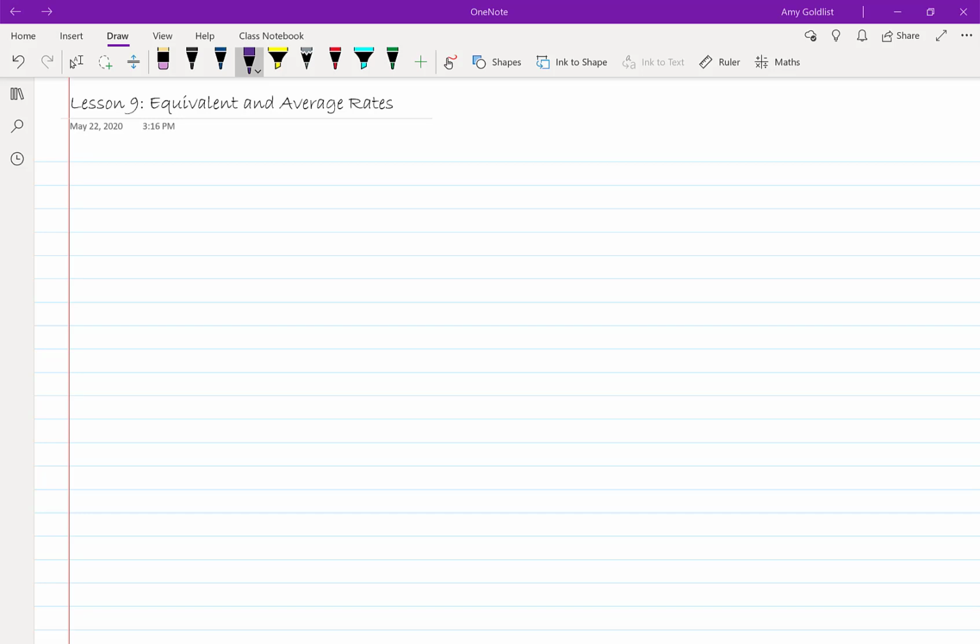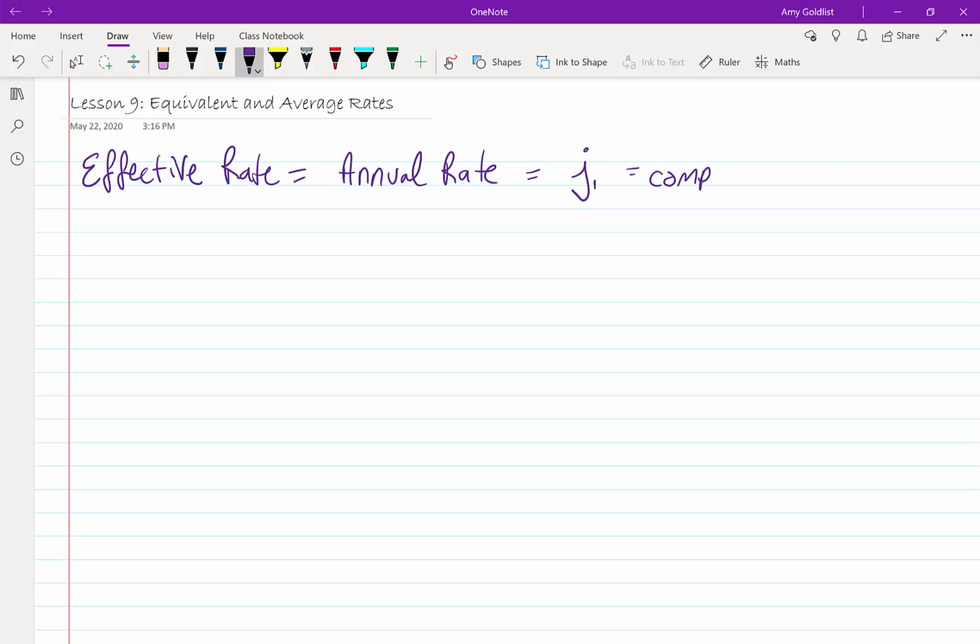Today we're going to talk about equivalent, effective, and average rates. First, I'm going to define one term because we're going to see this a lot. Effective rate just means an annual rate. And we already know that means that it is J_1, or compounded annually. So when we use that word, that's all we mean: an annual rate.